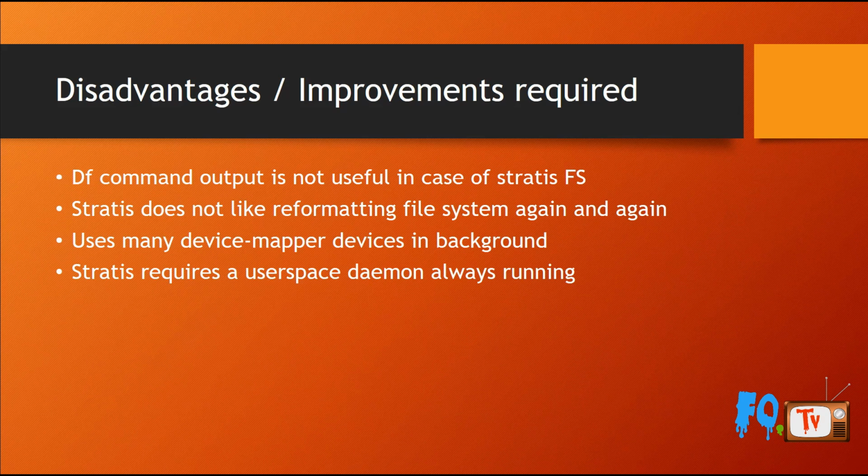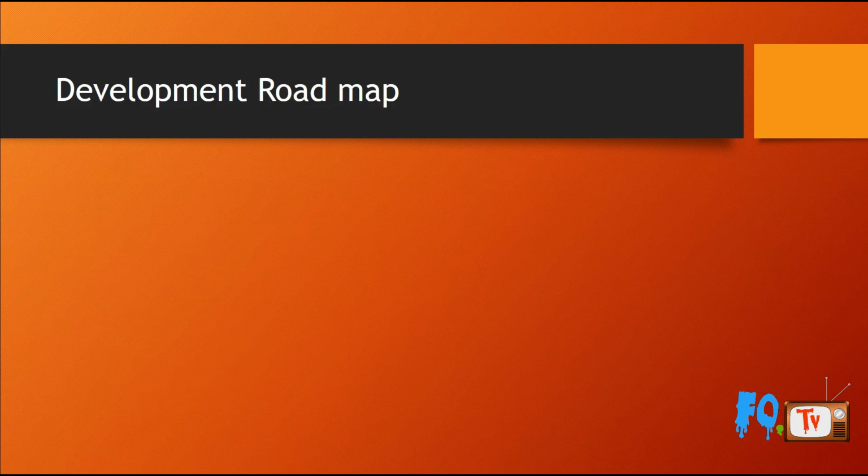It uses many device mapper devices in the background, so that may be an advantage, maybe a disadvantage. If you look at a DM setup, it gives you a lot of device mapper devices if you use Stratis pools. Stratis requires a user space daemon always running, so maybe it is an advantage or disadvantage. Anyway, the daemon should be running always, so that the file system will be up and running. So the next one is the development roadmap.